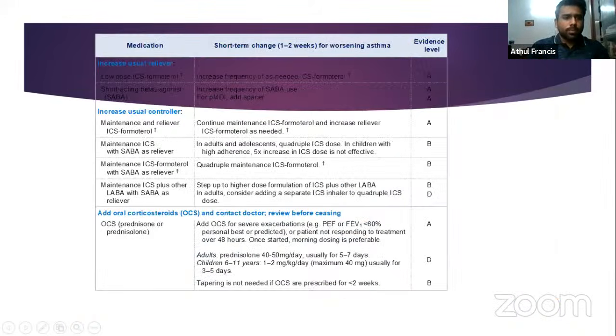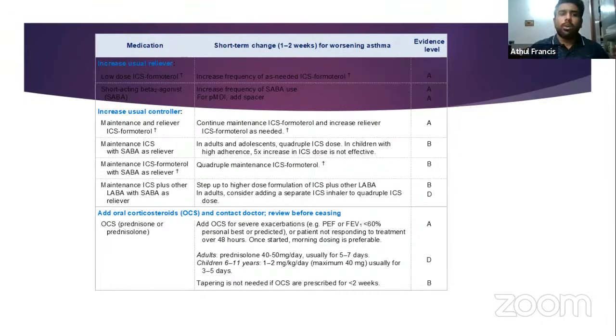Basically asthma is like stepping up and stepping down treatment. If the patient has a worsening of symptoms, you increase the dose. If you are using the controller once a day, make it twice a day. If you are using the reliever once or twice a day, make it thrice or 4 times a day. It's a short-term change.